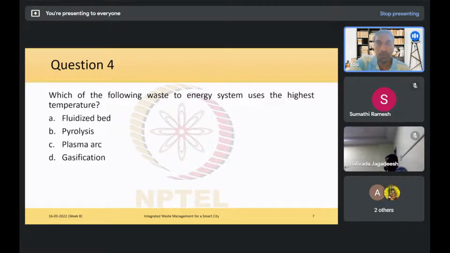Question 4. Which of the following waste to energy systems uses the highest temperature? So the options are fluidized bed, pyrolysis, plasma arc, and gasification.